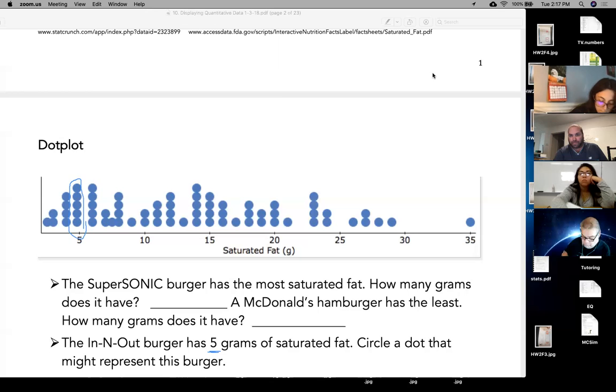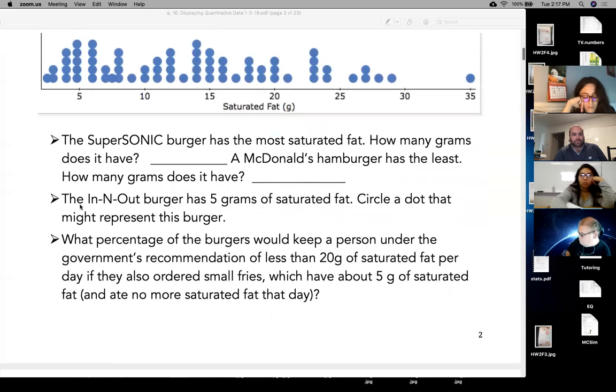So I'm just processing 69 places. Right. The In-N-Out burger is five. There's five of them that have 5 grams, right? Right. So the In-N-Out burger is one of these five. Okay.